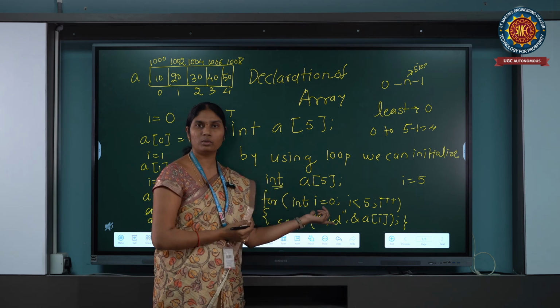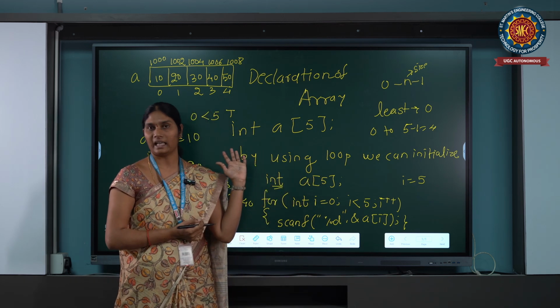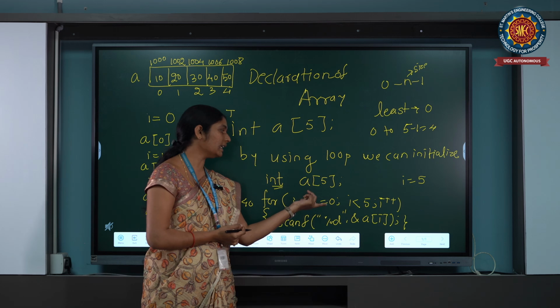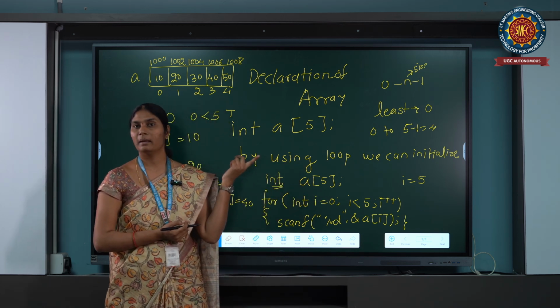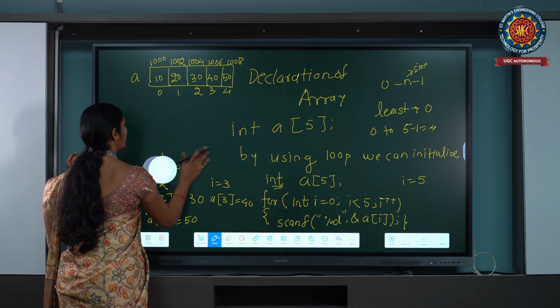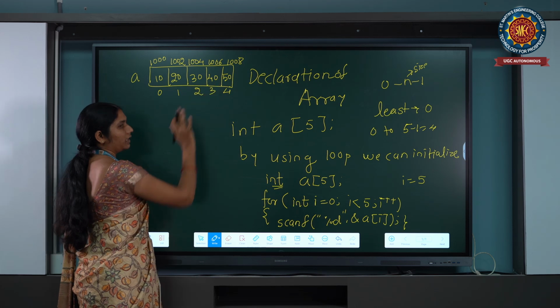And suppose we want to print the values, again we can take a loop and print the array values. Suppose we want to write any array elements, we can use the printf function. Now suppose I am reading the values into the array. The values will be stored as 10, 20, 30, 40, 50.